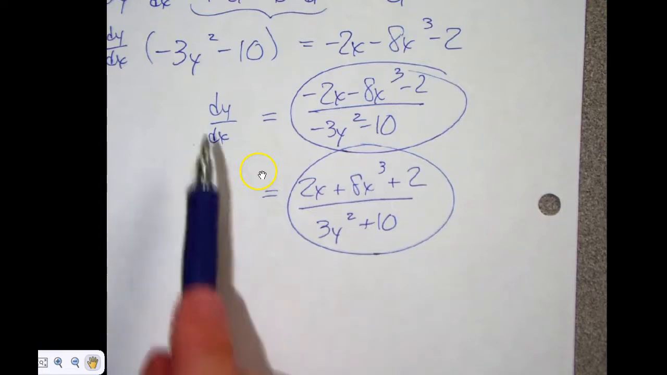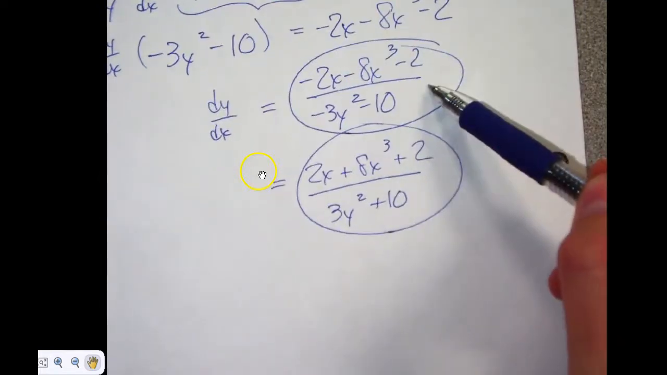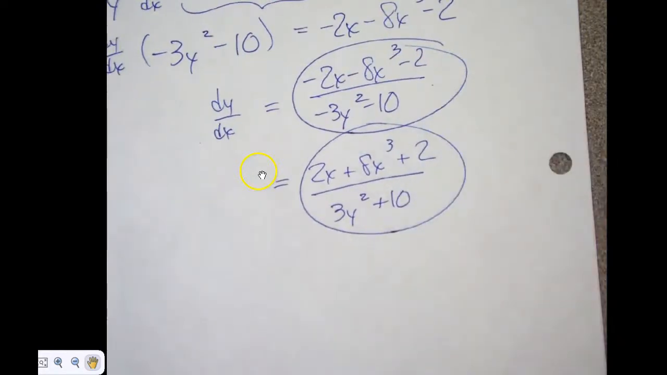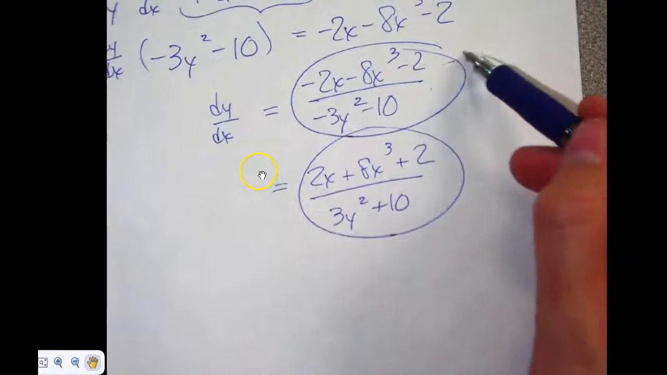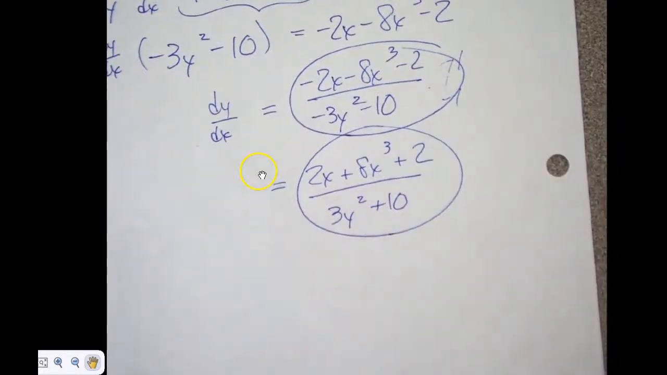So if you move the dy dx to the right, you've got this. And if you kept the dy dx to the left, you got this. Do you want me to show you why they're the same, or do you believe? Doesn't matter. Basically, I could factor out a negative 1 from the top and the bottom, and then they would cancel. You'd end up in the same spot.